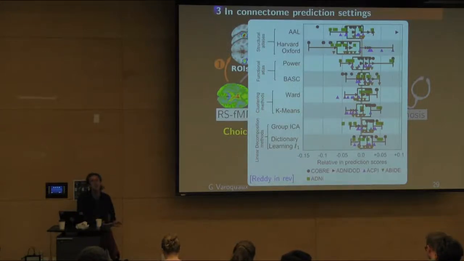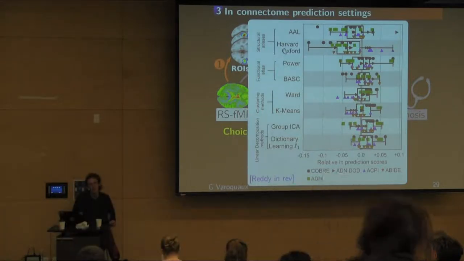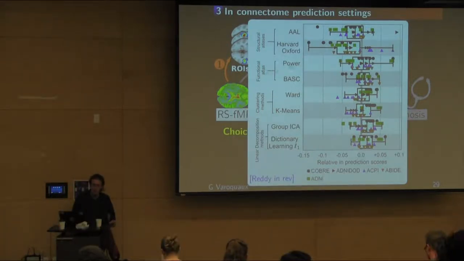But we tested a bunch of different things. We tested well-known parcellations that tend to be structural, but not all of them. So this is the Yale and this is the Harvard-Oxford. These are structural parcellations. We tested functional atlases. This is the Power atlas, and this is the Basque atlas that was done by Pierre Bellec. And I have my opinions on these, right? But this is unrelated to my opinions.